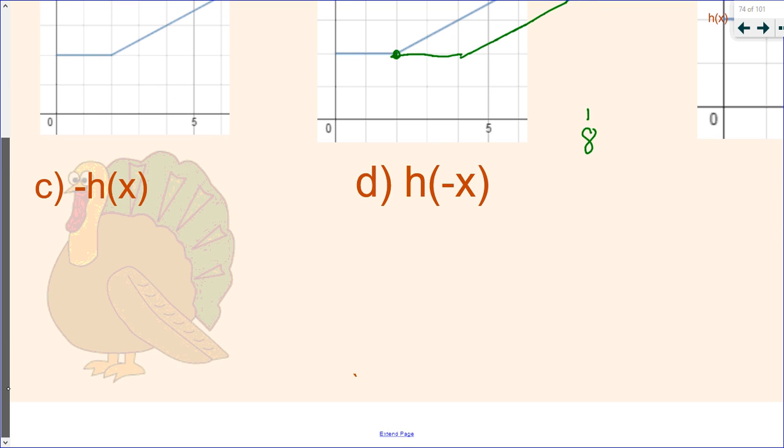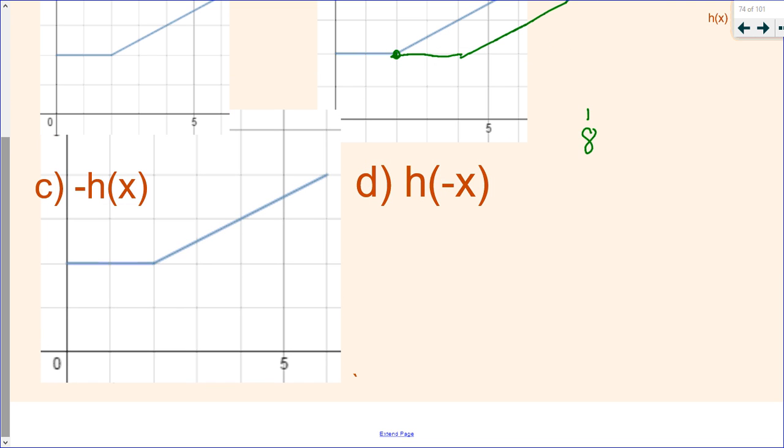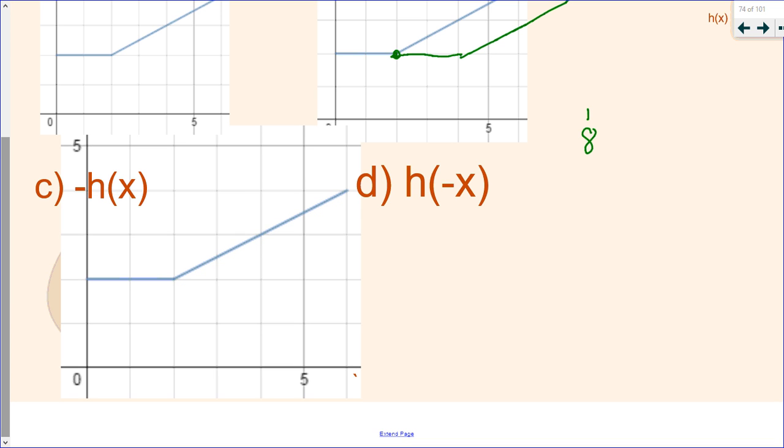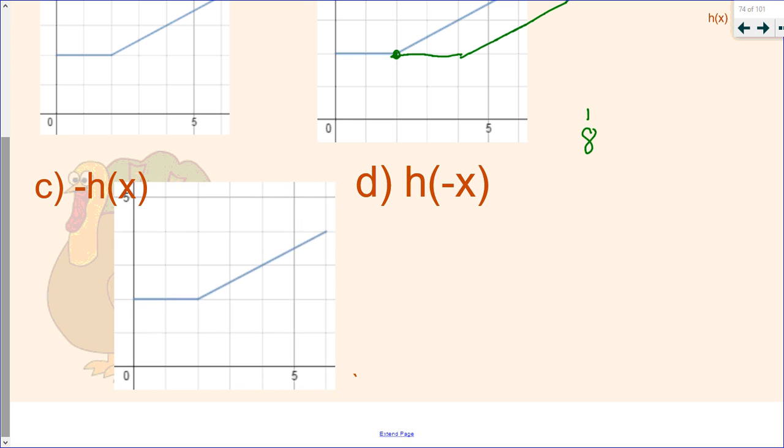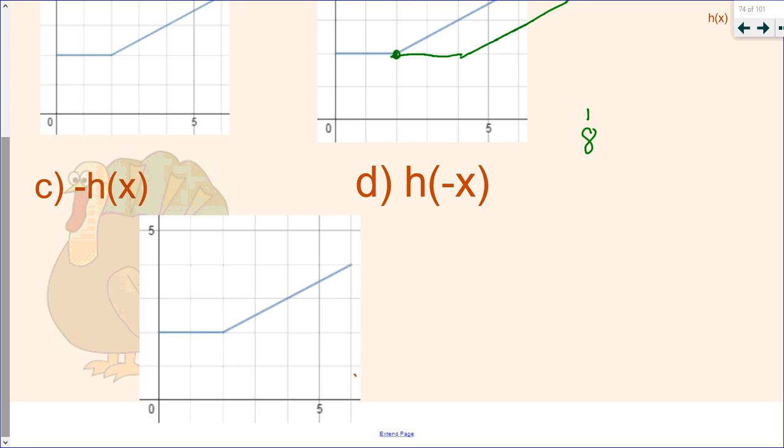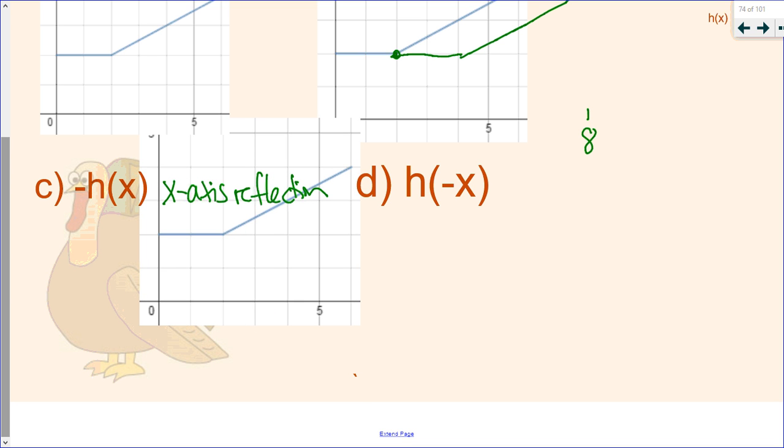Okay, now let's look at negative h of x. What does negative h of x do? Yep, it's an x-axis reflection. So x-axis reflection, because it's being done to the y. It's being done to the h of x, which is the y. So you're going to flip it over the x-axis. So I'm just going to move it up a little bit. And I'm going to flip it over the x.